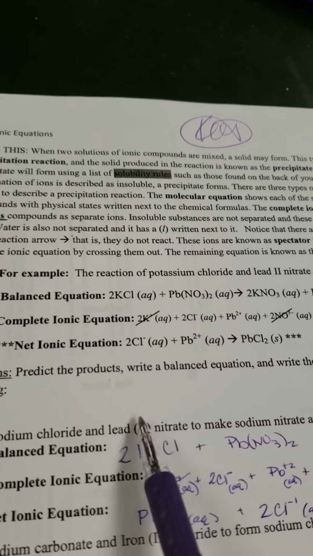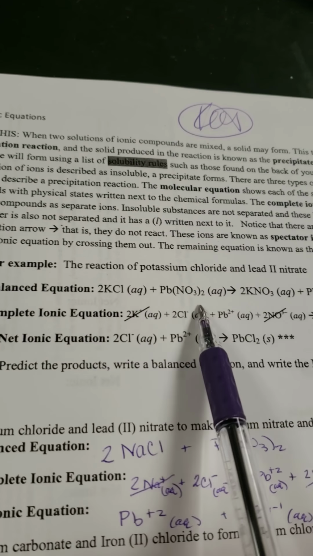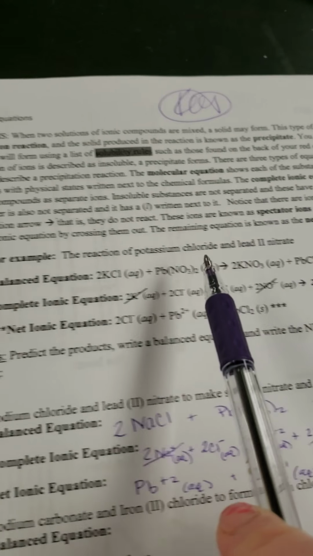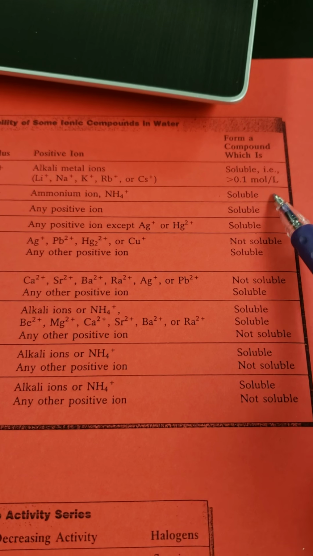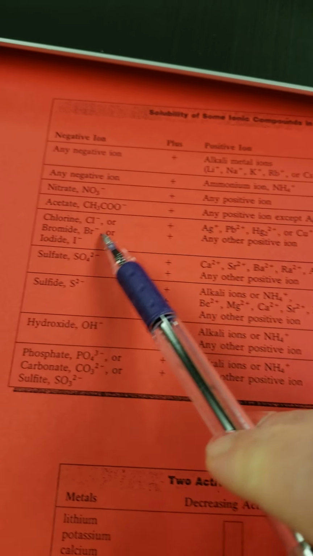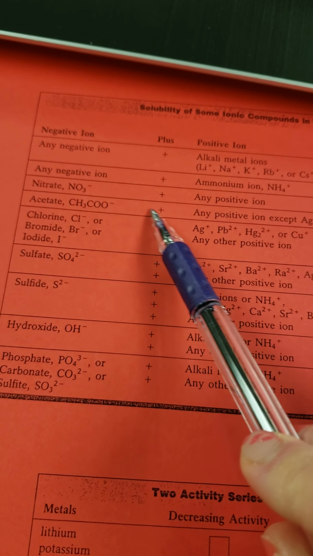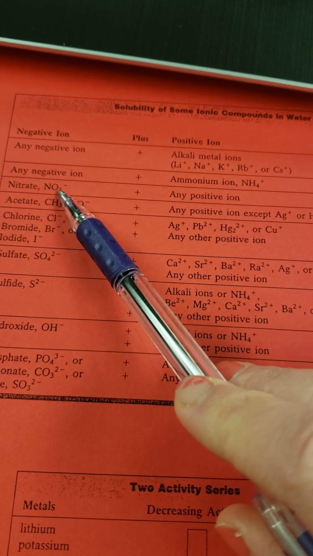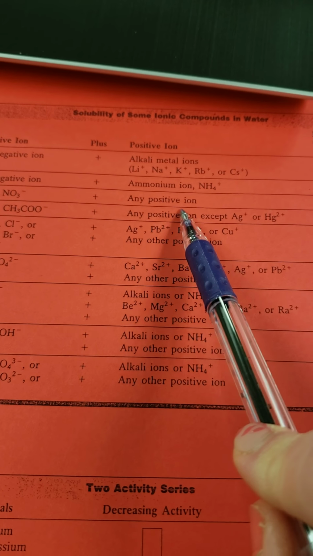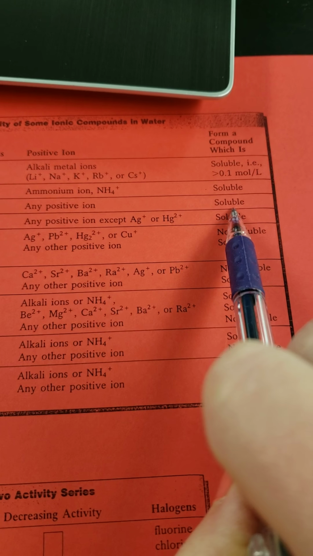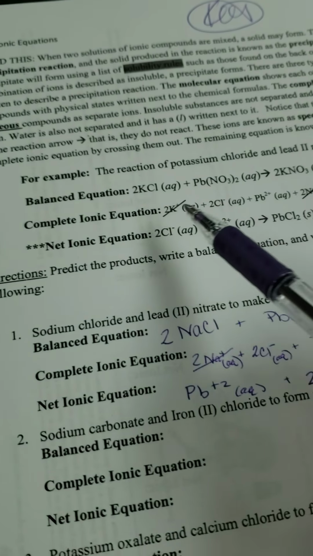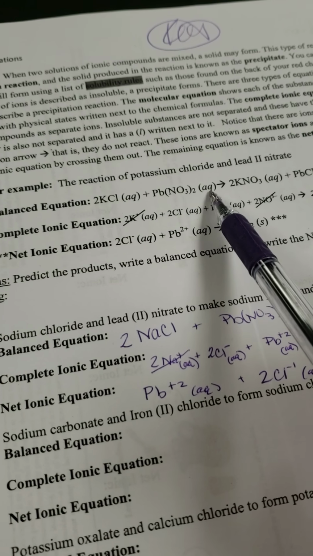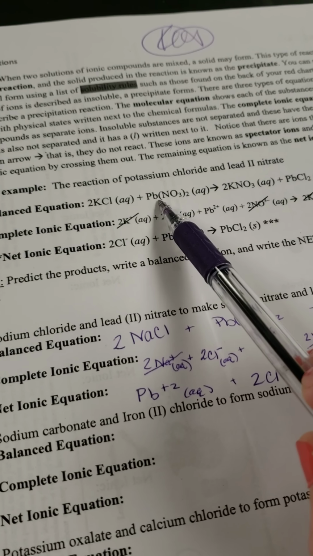So what we're going to do is we write the balanced chemical equation. We use our solubility chart, this lovely red chart, to determine whether or not they're soluble or insoluble. So remember, you look at the negative ion. What is it attached to? So let's say it's nitrate. It's attached to any positive ion, therefore it's soluble, so we would write AQ. All right, so just a reminder, that's where this AQ comes in, nitrate with any positive ion.